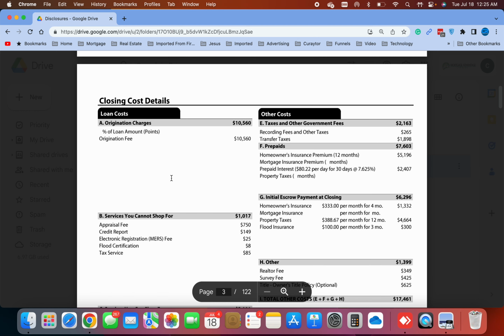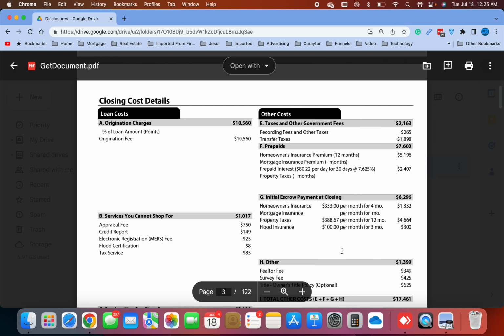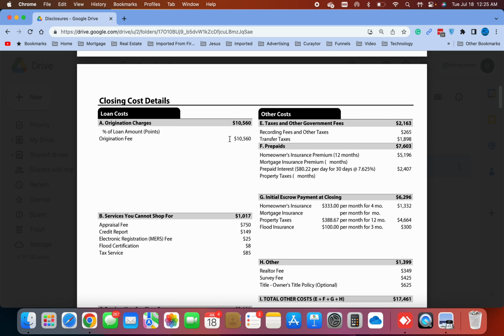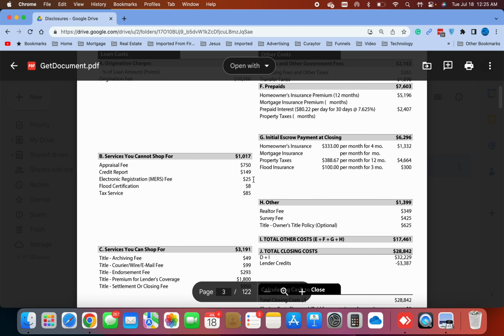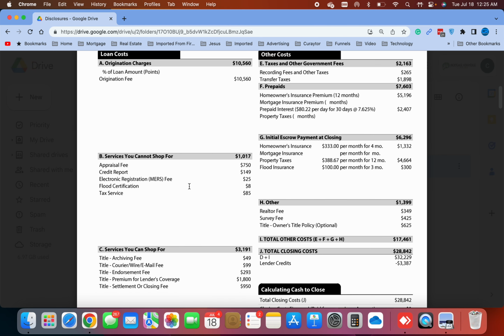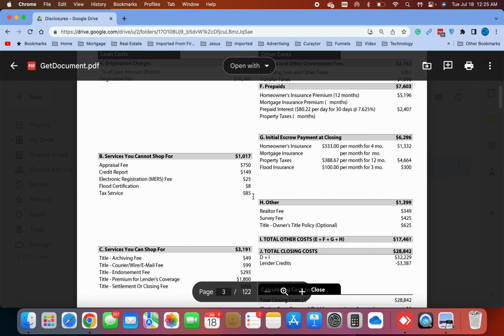But here, if you pick a rate like the one we see in the highest rate, this is going to be your cost, around that amount. This is only the cost to obtain that loan, okay? Then you have third-party fees and services you cannot shop for, like for the appraisal, a credit report fee, electronic storage fee, flood cert, and tax service fee.